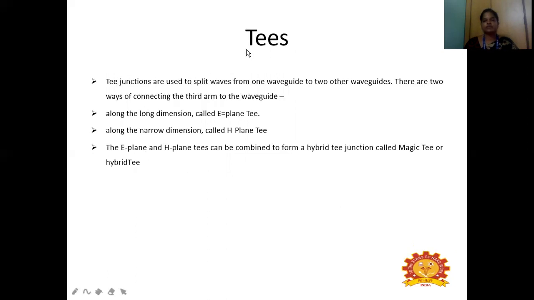So we will discuss about T's. These T's are a microwave component which is used for splitting the waves from one waveguide to two other waveguides.